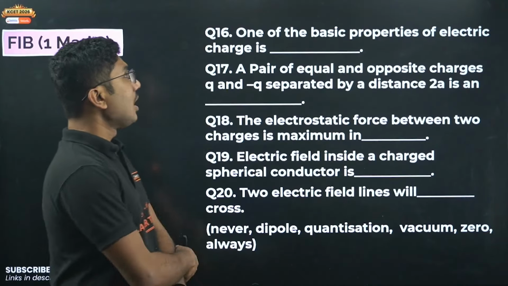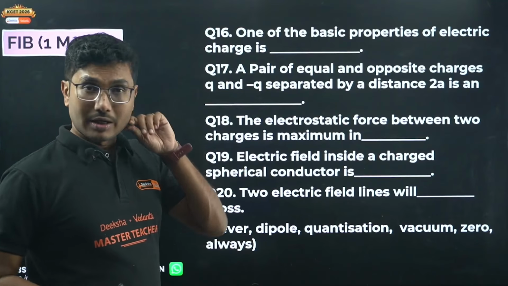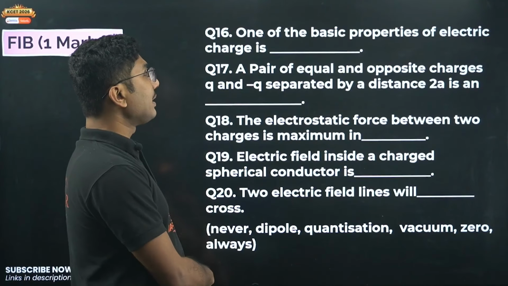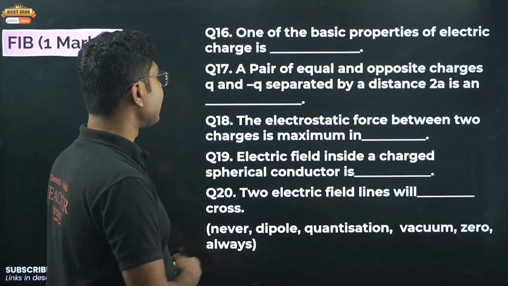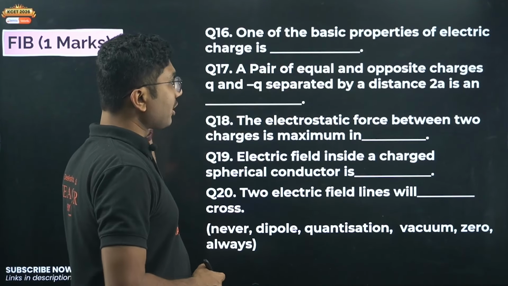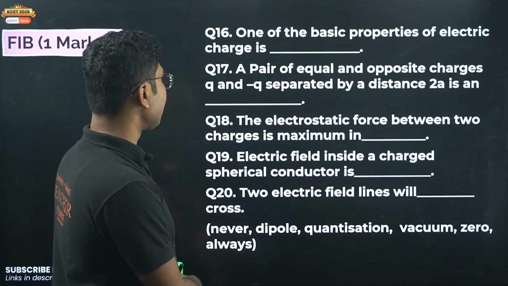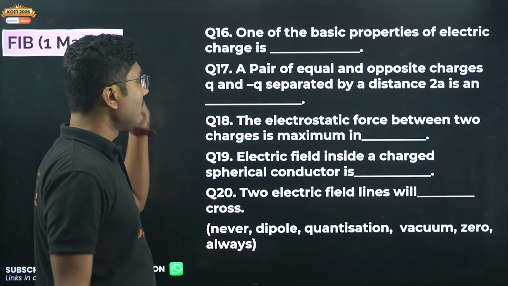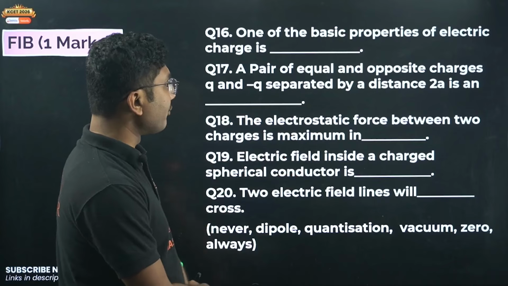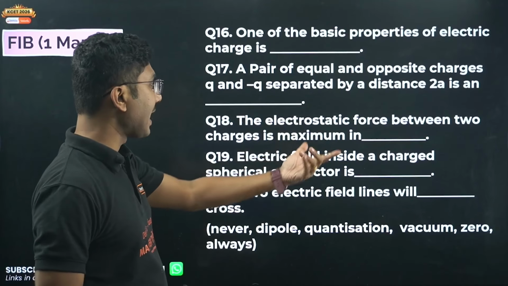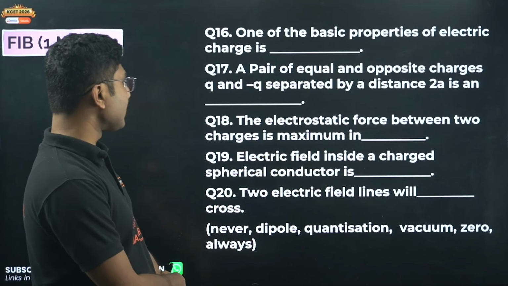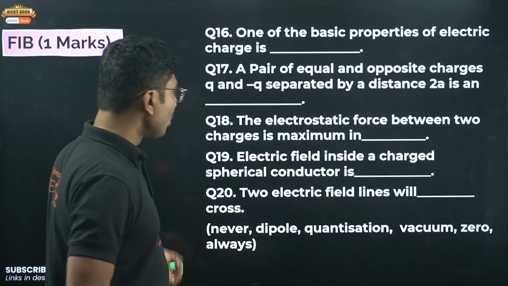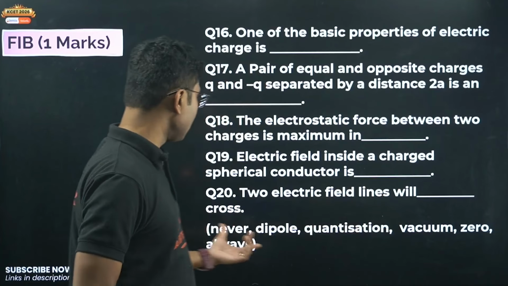Next question. Now we are solving 5 fill in the blanks. One of the basic properties of electric charge is dash. A pair of equal and opposite charges q and minus q separated by a distance 2a is a dash dipole. The electrostatic force between two charges is maximum in dash. Electric field inside a charged spherical conductor is dash. Two electric field lines will dash cross.